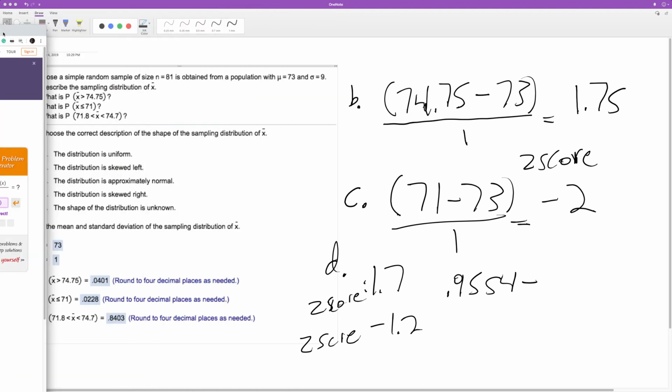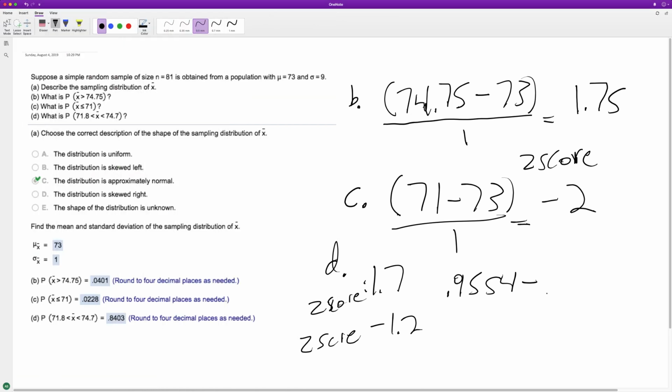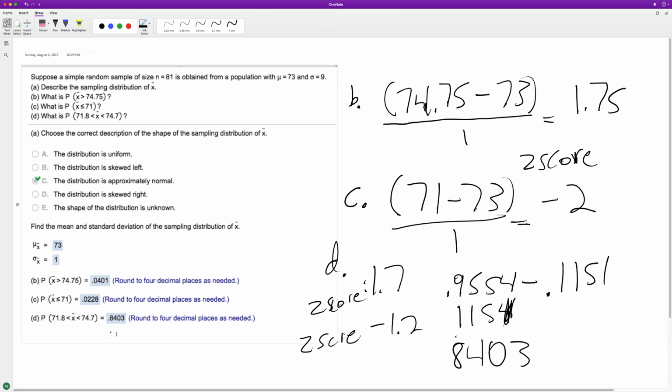So left of that, 0.1151, and my result I get is 0.8403, which is what we had up here for D. So anyway, that's how you do that.